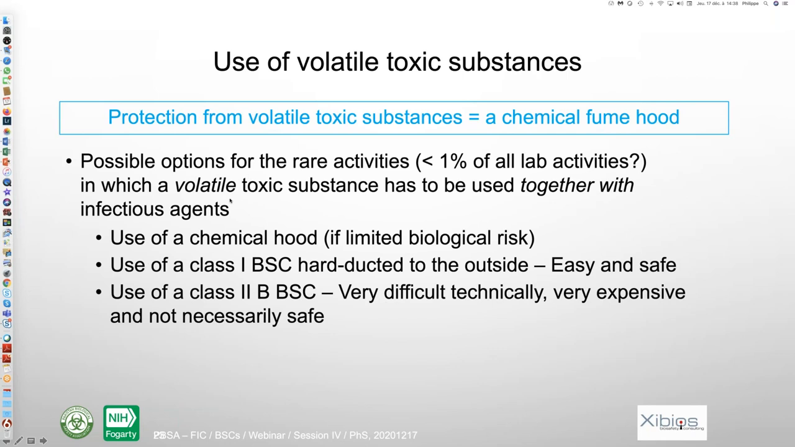And if you have that volatile toxic substance together with a biological agent, you have different options that you can use. The first one is to use a chemical hood, if the biological risk is limited when compared to the chemical risk. Otherwise, you could use a class one biosafety cabinet, which is hard ducted to the outside, and that's easy to install and safe to use. Otherwise, you need to use a class 2B biosafety cabinet, and that's more difficult technically. It is also very expensive on purchase and on maintenance, and not necessarily safe. If it doesn't work properly, you might be exposed.